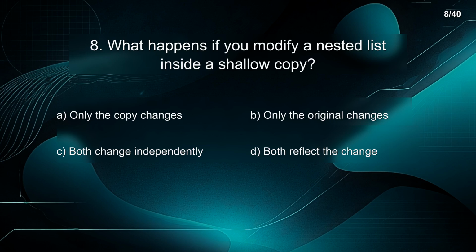Eighth question. What happens if you modify a nested list inside a shallow copy? A. Only the copy changes. B. Only the original changes. C. Both change independently. D. Both reflect the change. Correct answer is D. Both reflect the change.